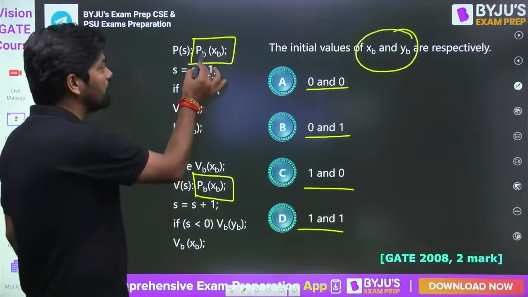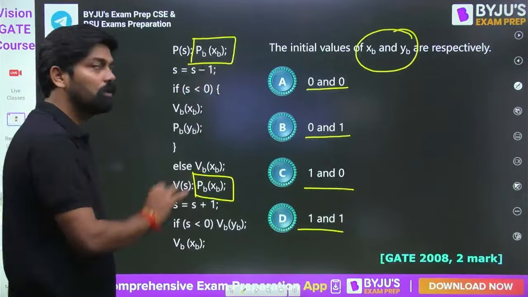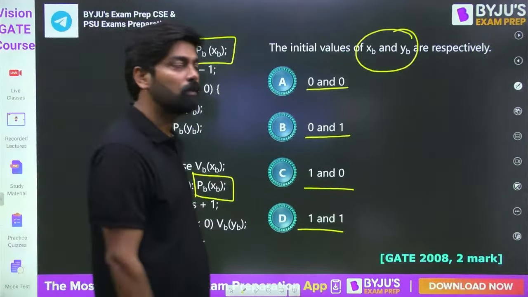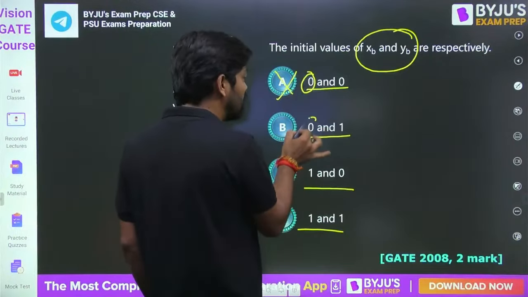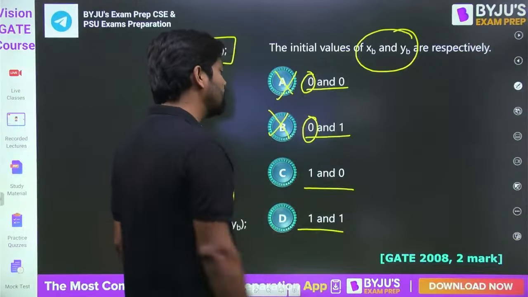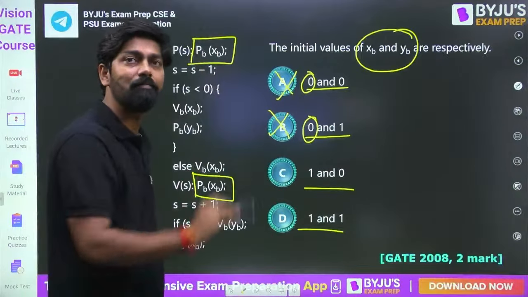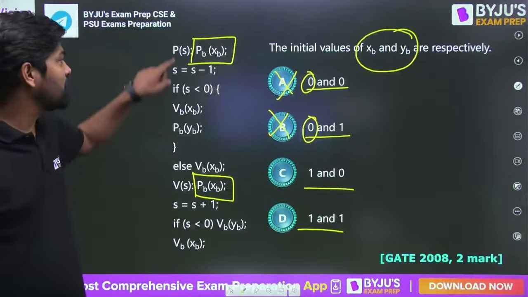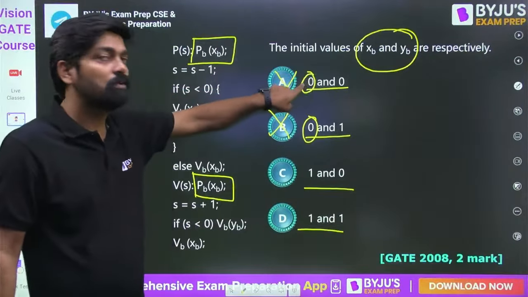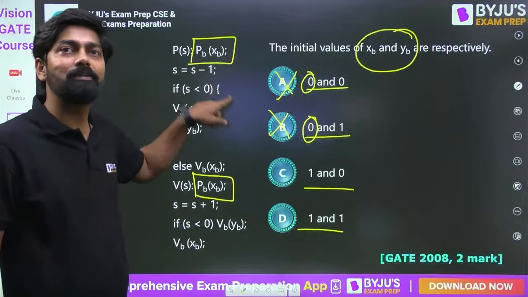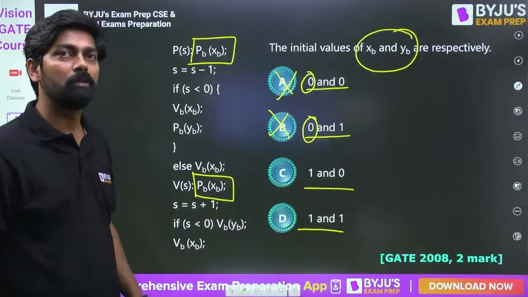Here also it will get suspended, because both are down operations. So this cannot be the option; starting with 0 cannot be the answer. So A and B you can easily remove. Why? Because both are down operations. If the XB value is 0, down on 0 will be unsuccessful. Are you getting my point?